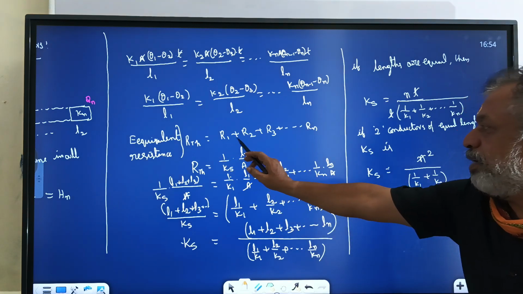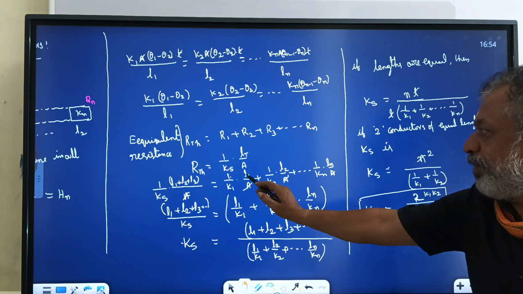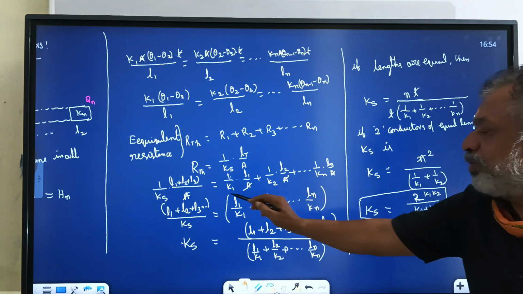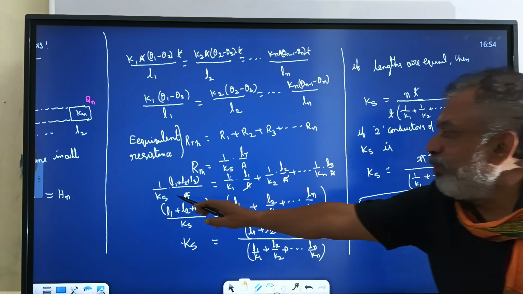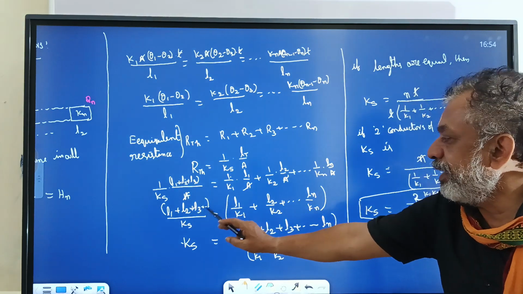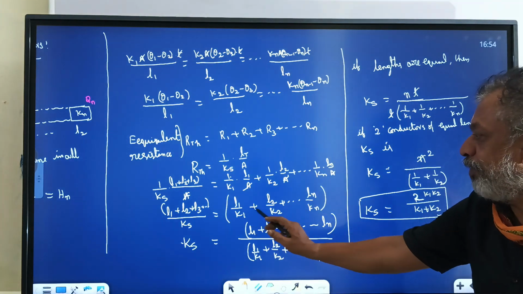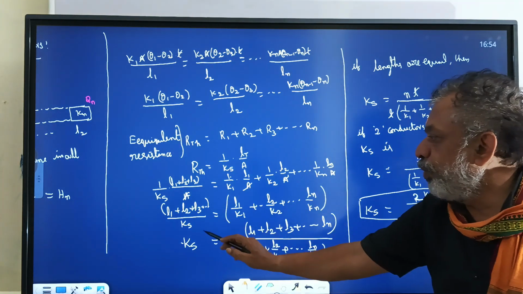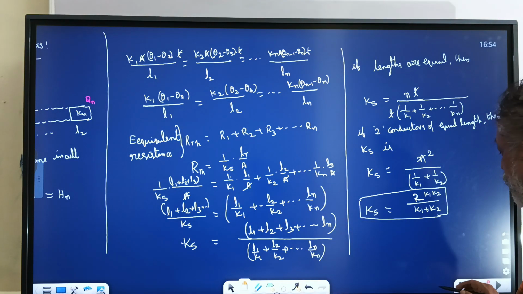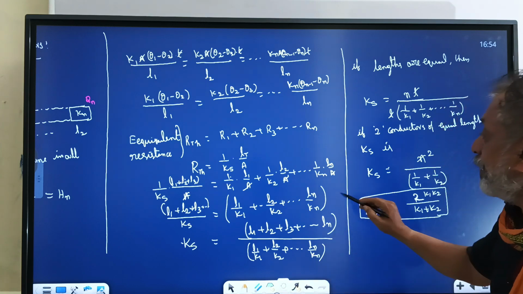R thermal is equal to R1 plus R2. What is R? R is equal to 1 by K1 into L1 by A plus 1 by K2 into L2 by A. So the total is 1 by Ks, that is L1 plus L2 by A. Then take it as L1 plus L2 by Ks. Areas are the same, cancel. L1 by K1 plus L2 by K2. So what to do? You take LCM here. If you know the method, then it is easy.